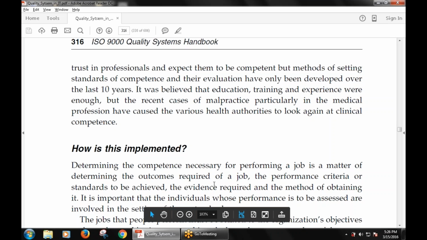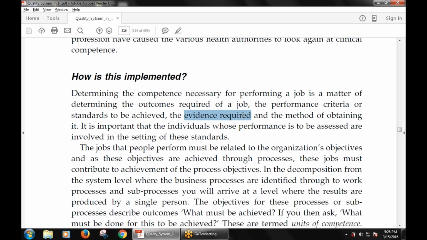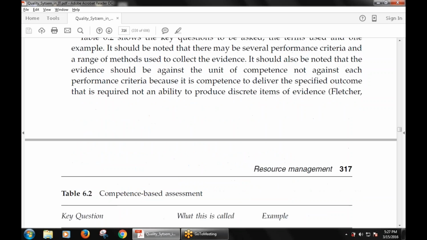Whatever the standard to be achieved is required for the job, that is used as the performance criteria, the standard to be achieved, the evidence required and the method of obtaining it. Whatever the method, whatever the data used for the evidence, that is explained over. Now, for example, an operator might need the ability to understand and interpret the technical specification, set up the equipment, operate the equipment, and apply the variations.